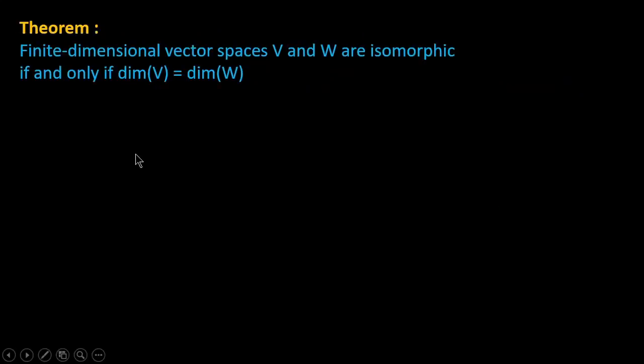There is a theorem that says that finite dimensional vector spaces V and W are isomorphic if and only if the dimension of V is equal to the dimension of W. And what was dimension? Dimension is nothing but the number of basis vectors, that we have seen in the earlier lectures.